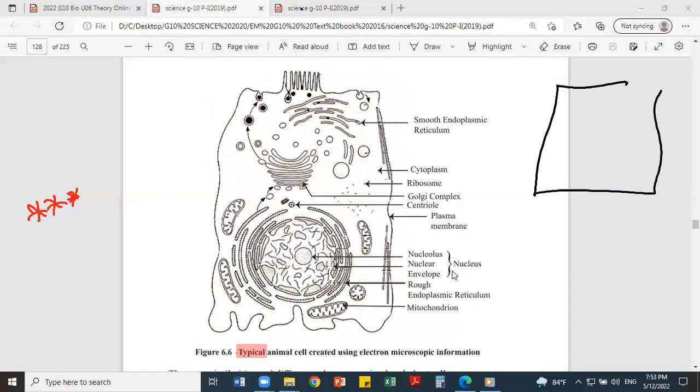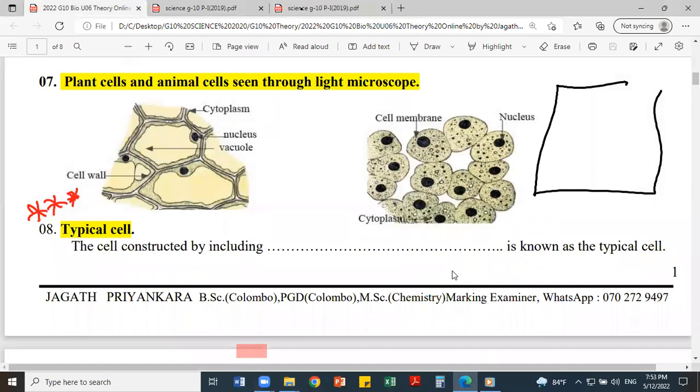Right. Let's move back to the theory again. So complete the blank here. A cell constructed by including all the organelles is known as a typical cell.